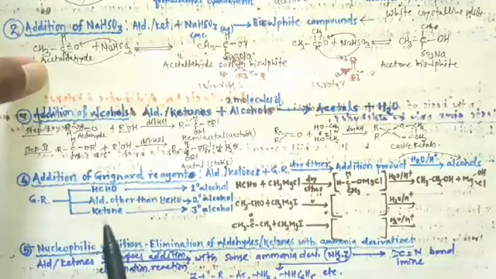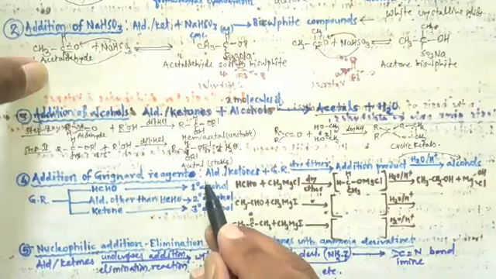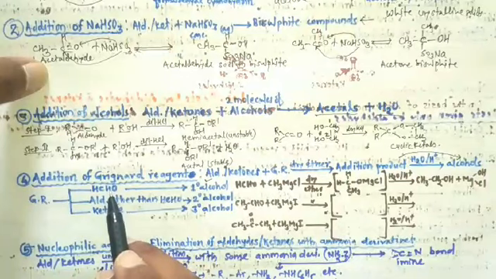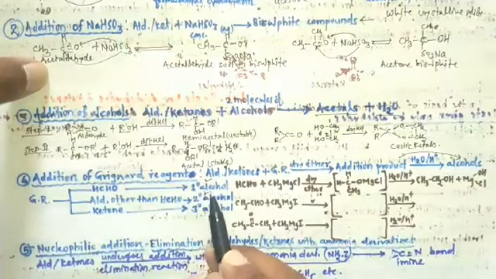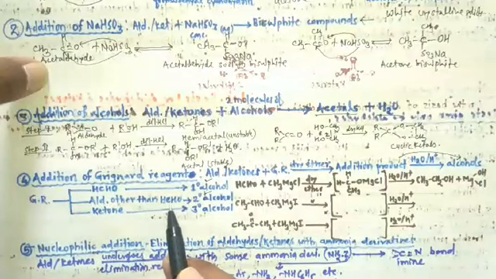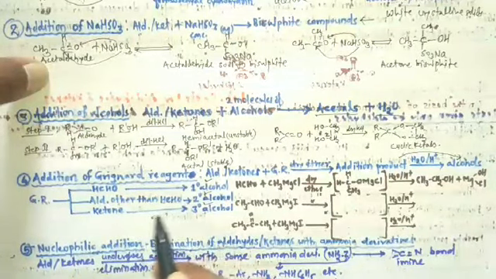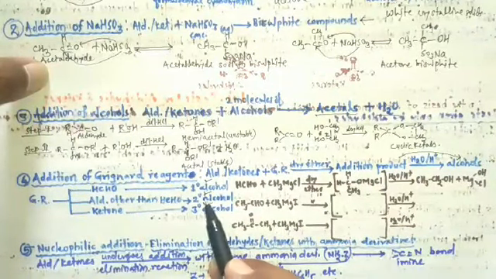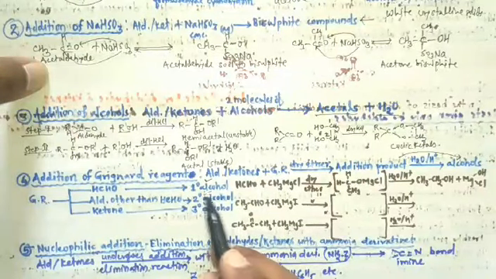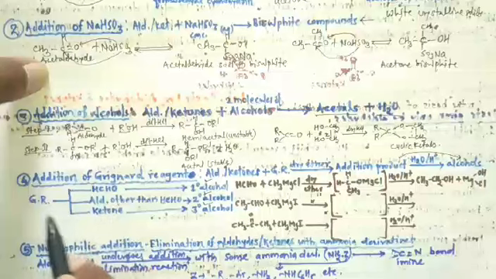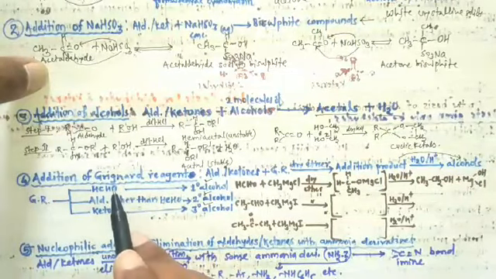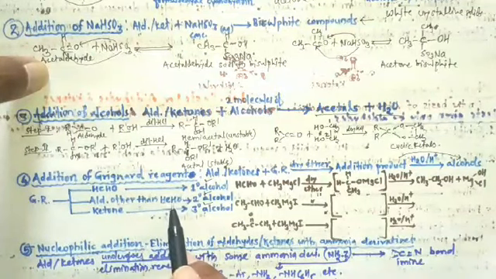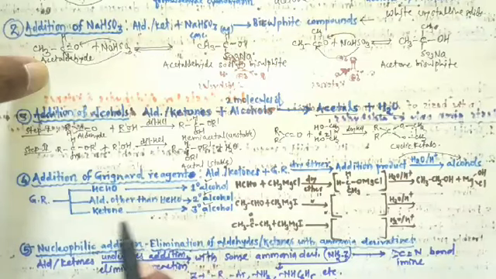So here, to prepare primary alcohol, Grignard reagent is reacted with formaldehyde. To prepare secondary alcohol, Grignard reagent is reacted with aldehyde other than formaldehyde, and to prepare tertiary alcohol, Grignard reagents are reacted with the ketones. That means we can prepare primary alcohol, secondary alcohol and tertiary alcohol by using Grignard reagent, but to prepare primary alcohol we have to use formaldehyde. To prepare secondary alcohol we have to use aldehyde other than formaldehyde, and to prepare tertiary alcohol we have to use ketone.